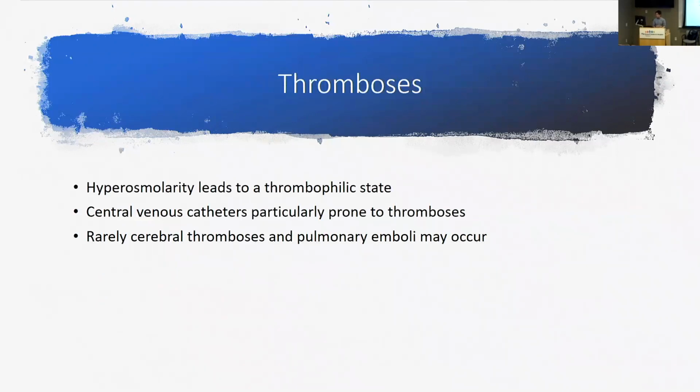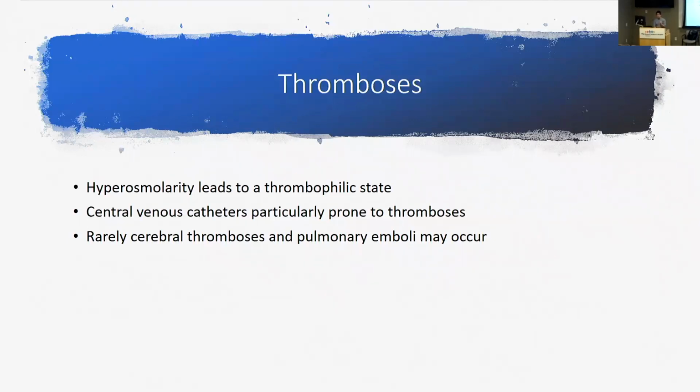Other potential complications, I mentioned this a little bit earlier, so thromboses. Hyperosmolarity can lead to a thrombophilic state. One, simply through the increased viscosity of the blood itself, but then also due to endothelial damage and then release of prothrombotic agents. So for that reason, we try to avoid central lines in these patients, which sometimes can be tricky because these patients are not always the easiest to get and maintain access in. But if at all possible, we try to get by with peripheral access. And then rarely, due to this increased thrombophilia, you can see cerebral thromboses and pulmonary emboli.